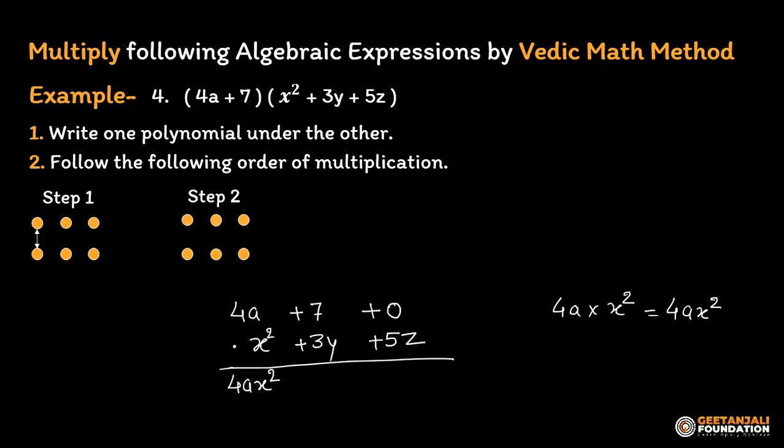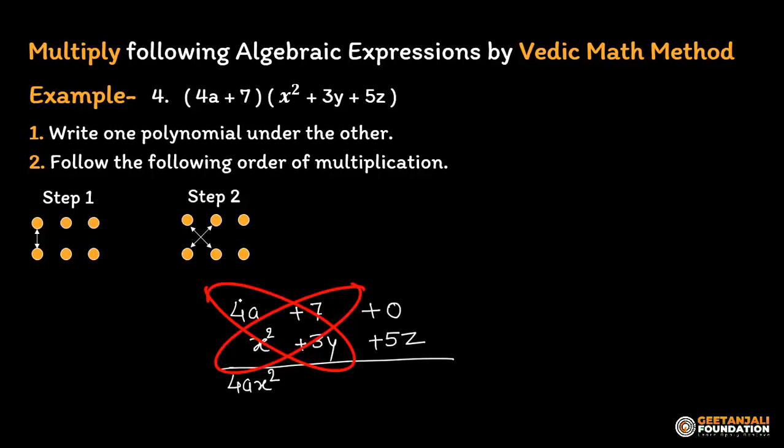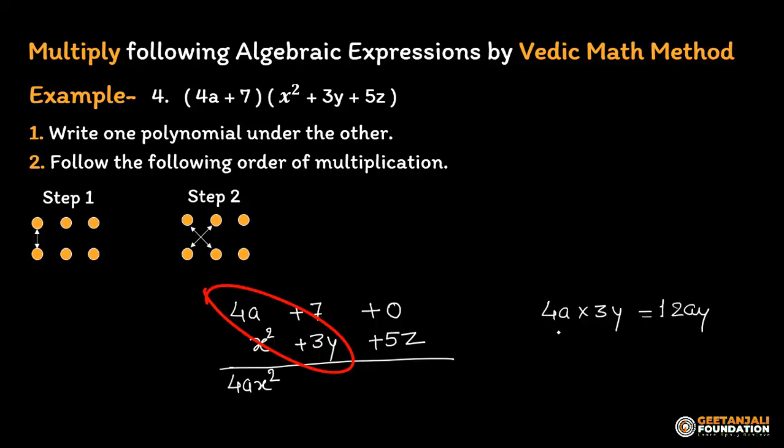Now after this, step 2. In step 2, we move towards right and include this column as well. Then cross multiply these two terms. So to do that, I'll cross multiply these two. So I will take 4a times 3y over here. Bases are different. 4 3s are 12, 12ay. From here I got 12ay and 7 times x square. So 7 times x square will give you 7x square.